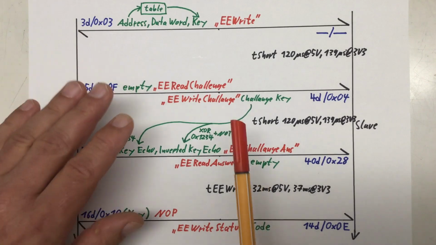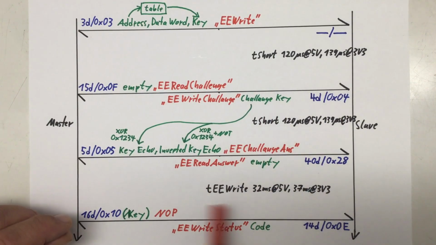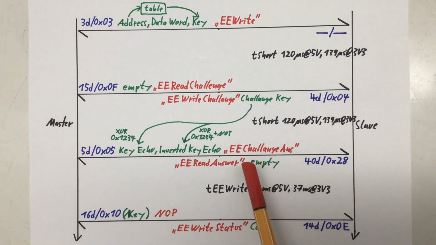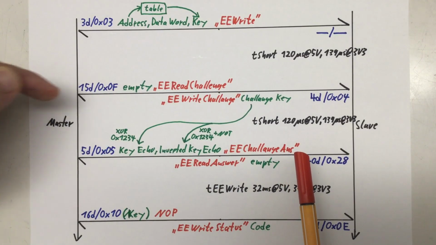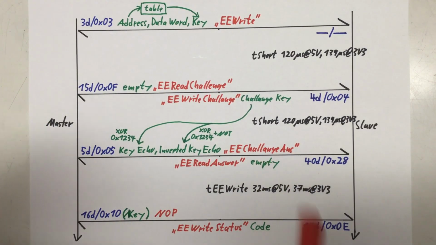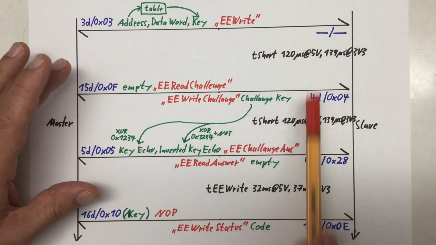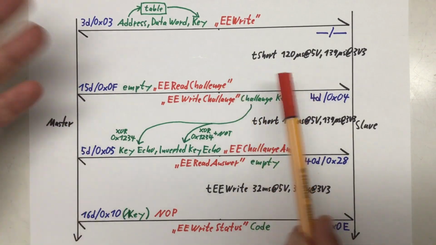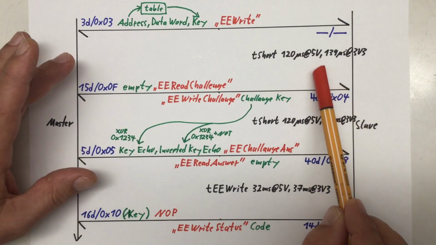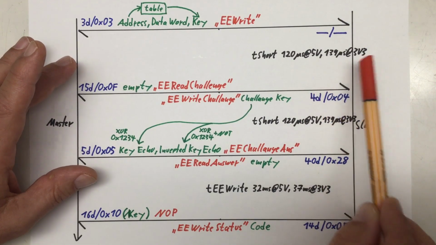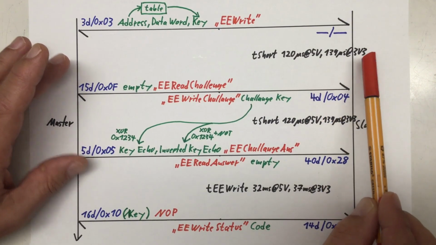Of course, we have to meet some timing constraints when we are doing these SPI transactions. So between the first and the second and the third SPI transaction, we have to wait for T short. We saw that constraint before. It's 120 microseconds at 5 volts and 139 microseconds at 3.3 volts.